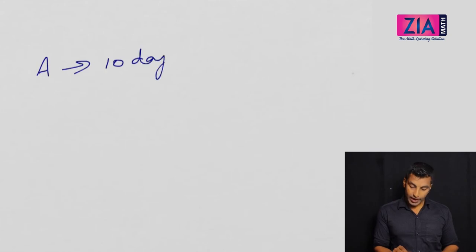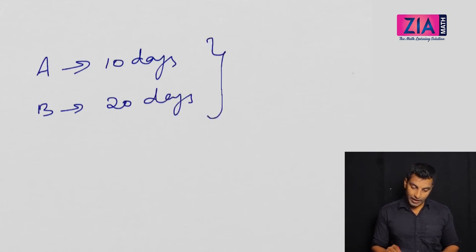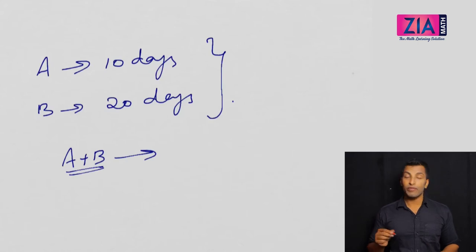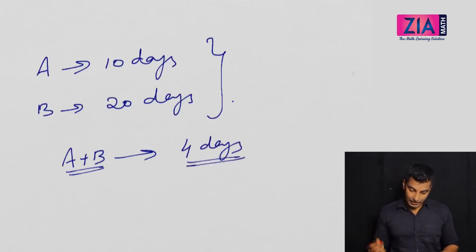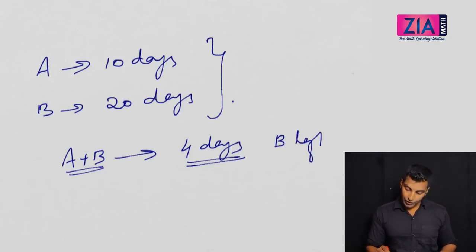Okay, see, they will tell you a person A can finish a work in 10 days. Okay, A can finish in 10 days. B can finish in 20 days. Okay, so B can finish in 20 days. Now the story can be, they started working together. So A plus B together, they are working for how many days? They work for 4 days. Okay, they work for 4 days. And after this, B left. Okay, so B left after 4 days.